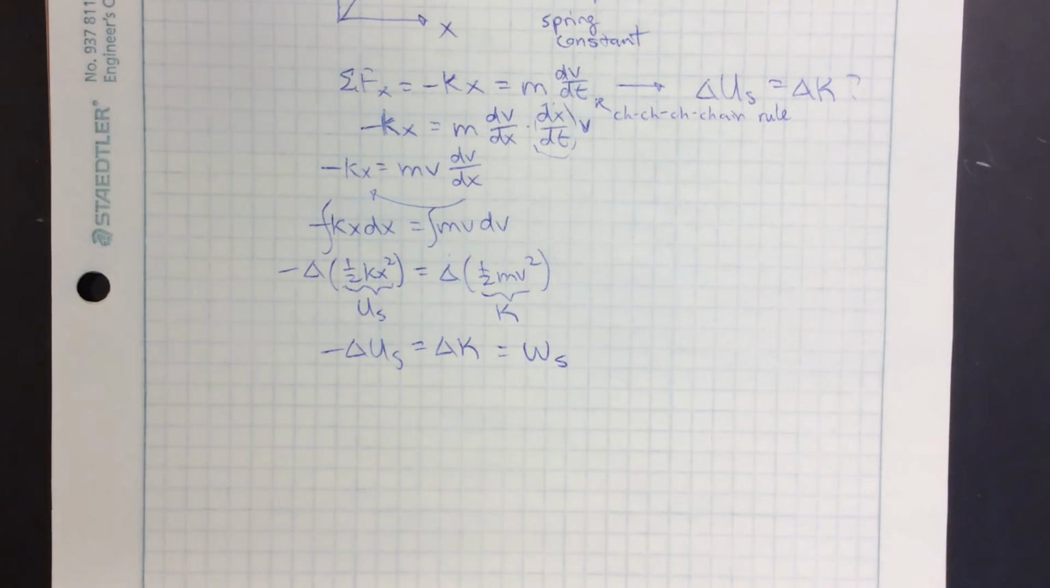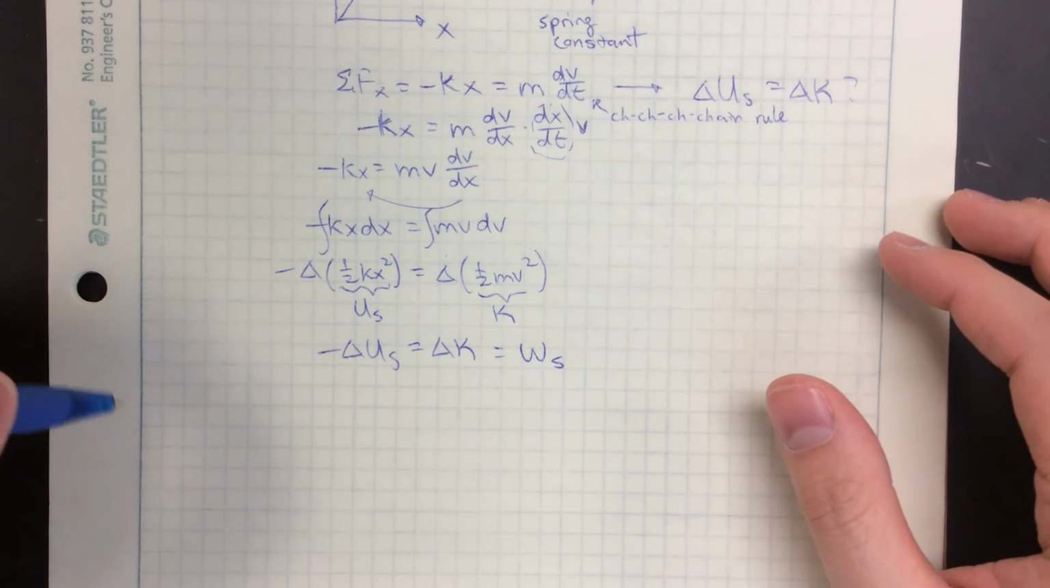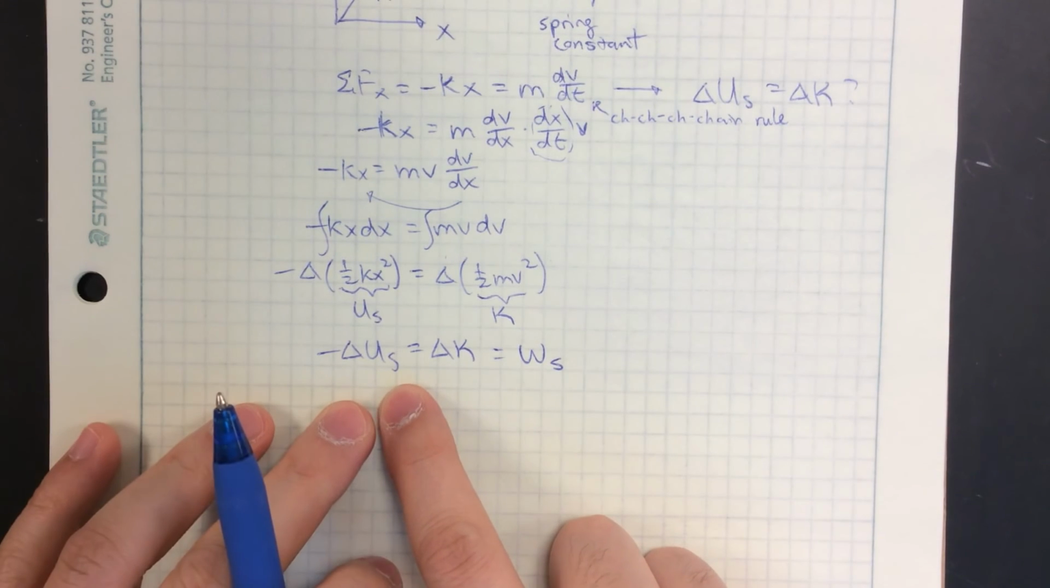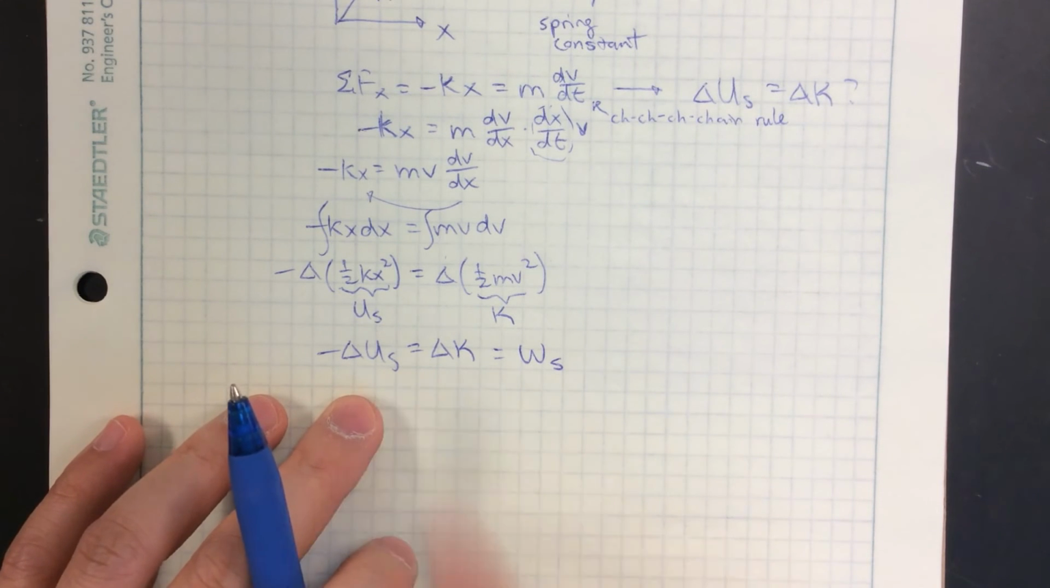So if you compare these two, between gravity and the spring, you'll see that we keep coming across this U, this potential energy U.